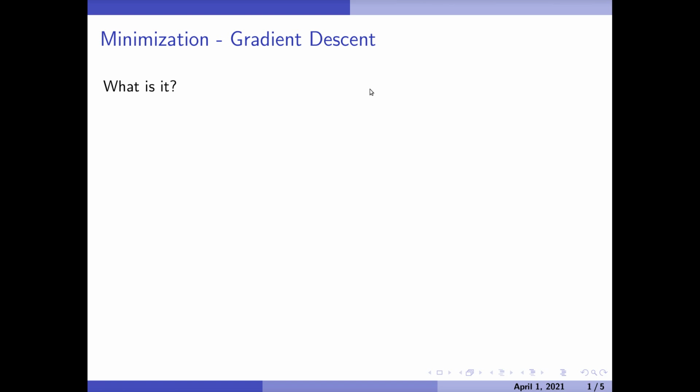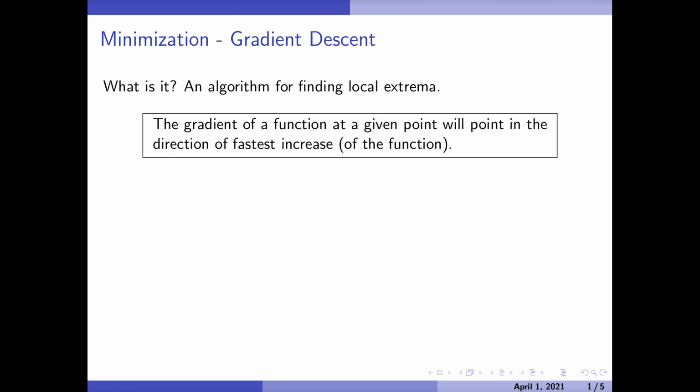It's a method for finding, well, we'll be using it for finding the local minima, but it can also be used for finding local maxima. And so altogether you could use it for local extrema. The whole idea of the algorithm is based on the following theorem that we've seen in Calc 3. The gradient of a function at a given point will point in the direction of the fastest increase.